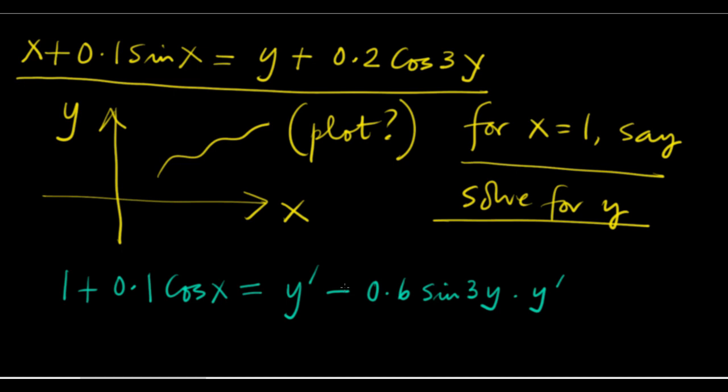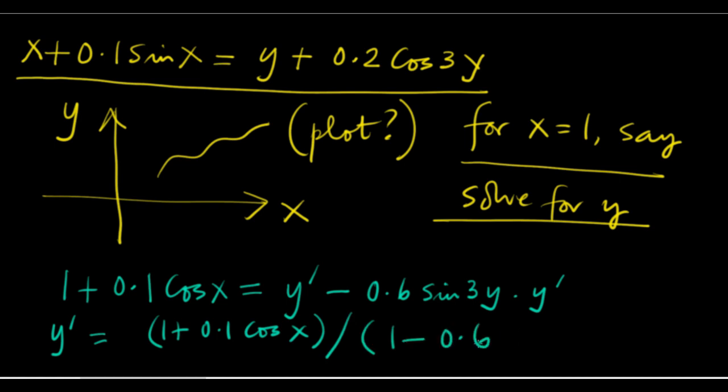Okay, which is now a differential equation for y. So I have y prime equals 1 plus 0.1 cos x divided by 1 minus 0.6 sine 3y, and I have chosen these coefficients in such a way that I don't have trouble. You see, the denominator does not become 0, things like that. I just want to show you a simple example. Alright, so let's go back to Matlab, 1 plus 0.1 cos x and so on.